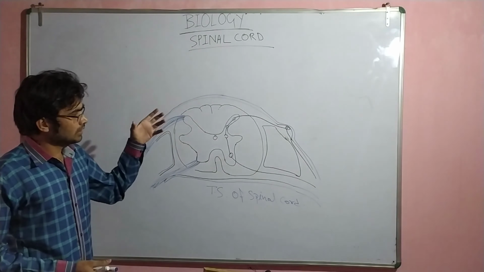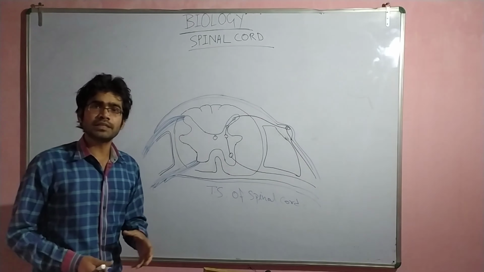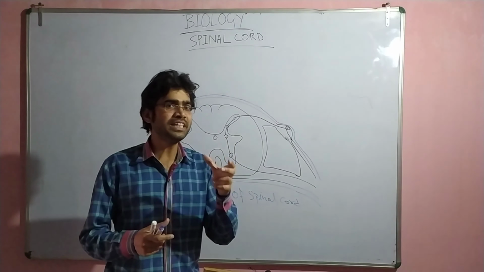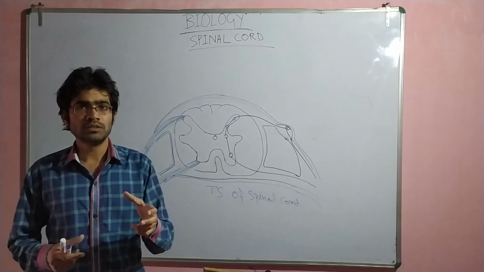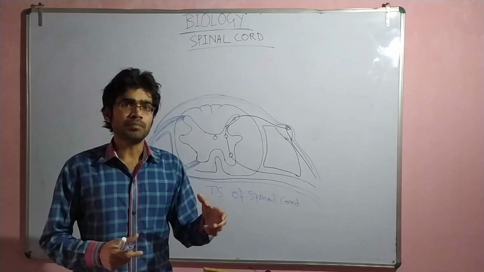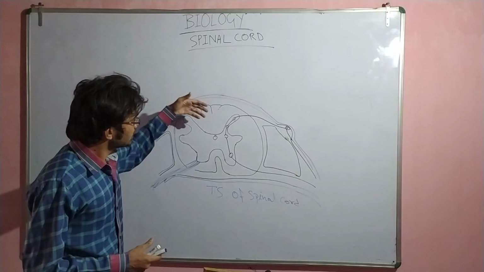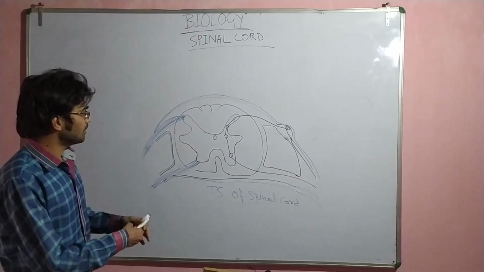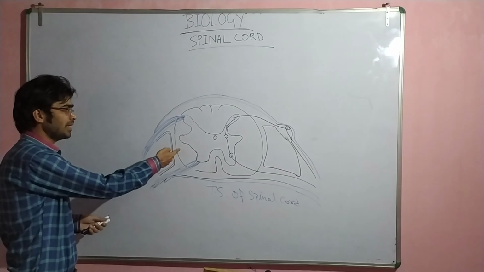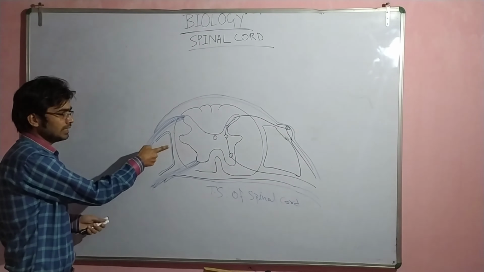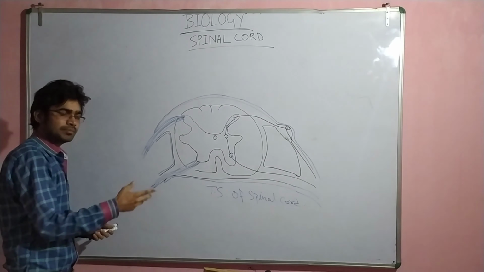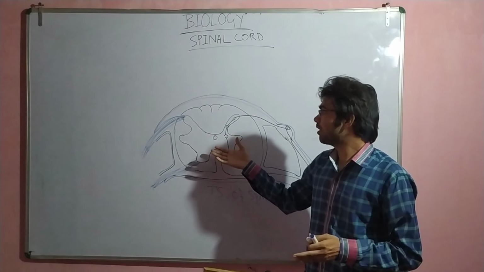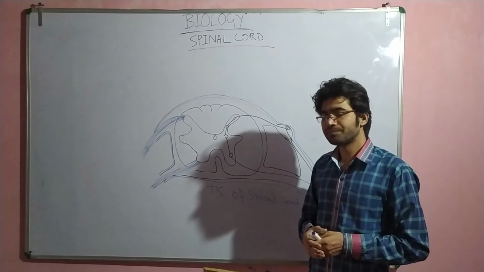So see, spinal cord, like brain, is protected within a bony case. In human, the bony case is the vertebral column. This spinal cord contains meninges. The meninges are here: the pia mater, arachnoid, and the dura mater. Collectively it is called meninges. Meninges is present here for protection of the delicate organ, the spinal cord.